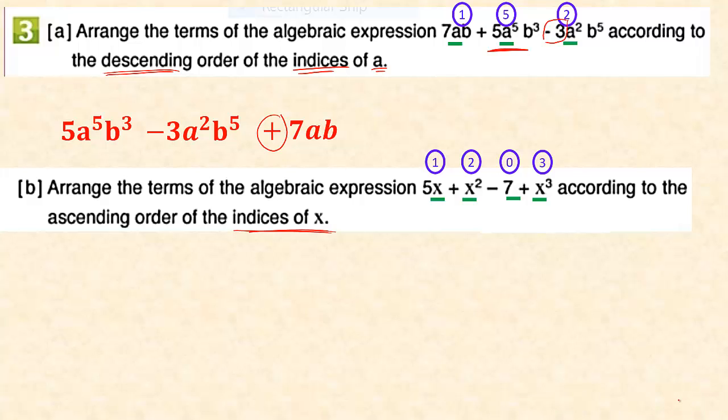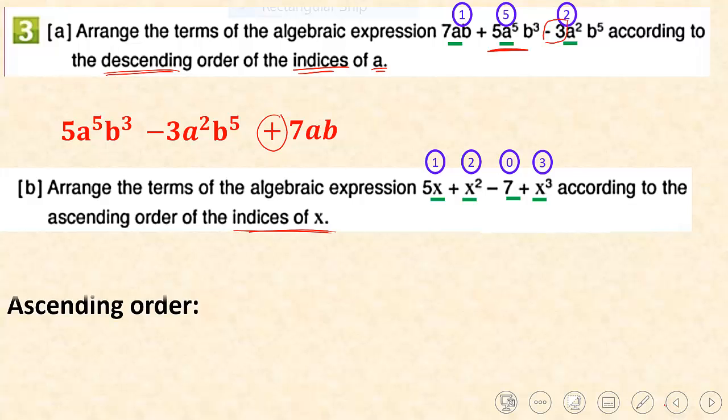Now I'm going to arrange them according to the ascending order. And ascending order means from the smallest to the greatest. So I know that the smallest one is minus 7. So minus 7 is my first in the expression. And then I'm going to have 5x. And after 5x, I have still x squared and x to the power of 3. Which one of them has the smallest indices? It's x to the power of 2. So plus x squared. And for the third one, it's plus x to the power of 3.